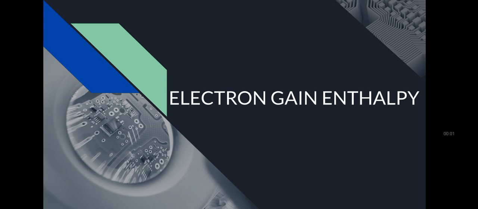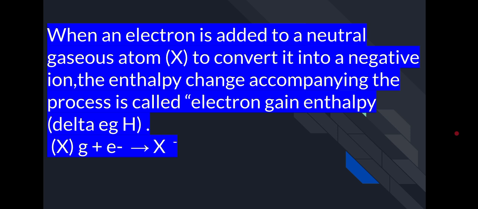Hi students, today let us learn about another interesting topic, that's electron gain enthalpy. The definition: when an electron is added to a neutral gaseous atom X to convert it into a negative ion, the enthalpy change accompanying the process is called electron gain enthalpy. So it's denoted as delta EGH.